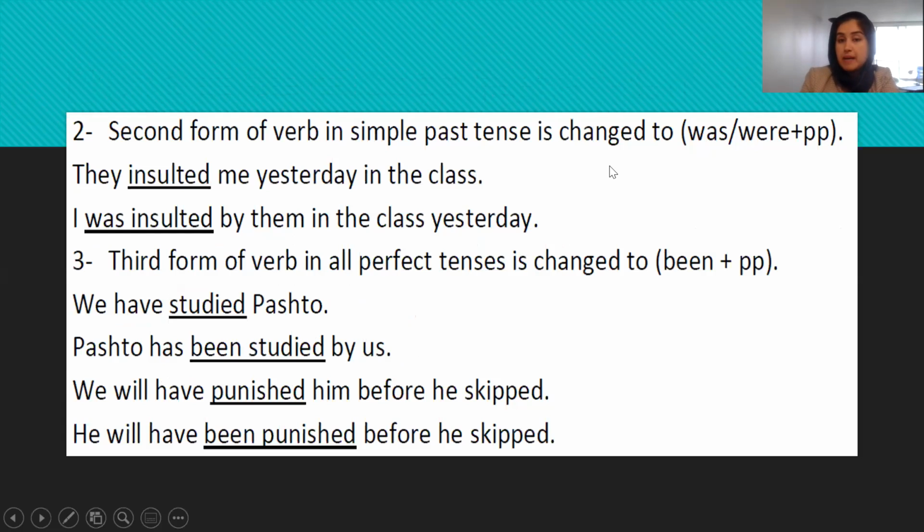The second form of the verb in simple past tense changes to was or were plus past participle. So if it's in the second form of the verb, or in the past, we change it to was or were plus the past participle. For the present perfect, for example, we have studied Pashto. Pashto has been studied by us. So when it's in the present perfect, we change it to been plus the third form of the verb. We change the verb to this form.